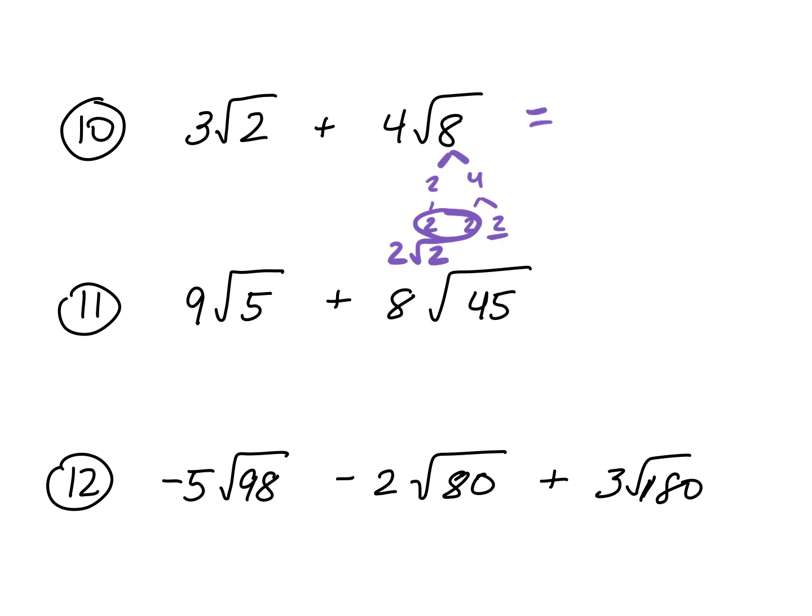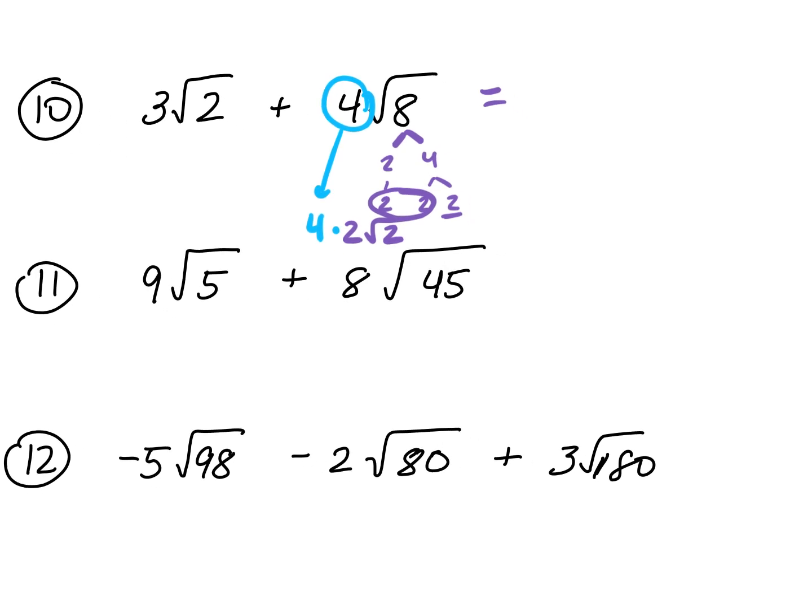2, because that 2 didn't get circled. What did I already have on the outside? 4. A 4. So now I have 4 and a 2 on the outside. What happens to the 4 and the 2? I multiply. Awesome. So 4 times 2 would be 8 square root 2.